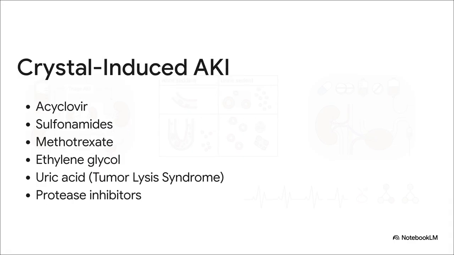Then we have crystal-induced AKI. Common triggers include acyclovir, sulfonamides, methotrexate, ethylene glycol, and uric acid from tumor lysis syndrome. This typically presents within 7 days, with hematuria and visible crystals on the urinalysis. To manage it, you stop the offending drug, aggressively replete their volume, and give a loop diuretic.